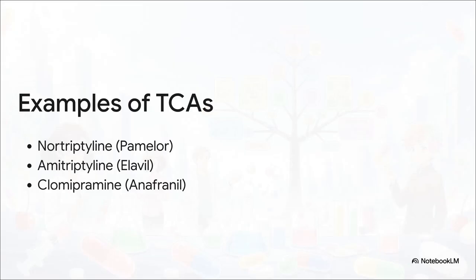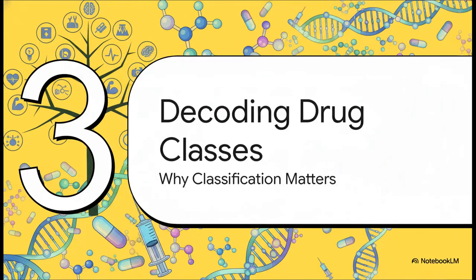And nortriptyline isn't flying solo here. It's part of a whole family of TCAs. You've got other common ones like amitriptyline, which is also called Elavil, and clomipramine, or Anafranil. They all share that 3-ring structure and belong to this same specific class of drugs. So we solved the quiz question. Great, but this is about more than just getting the right answer.